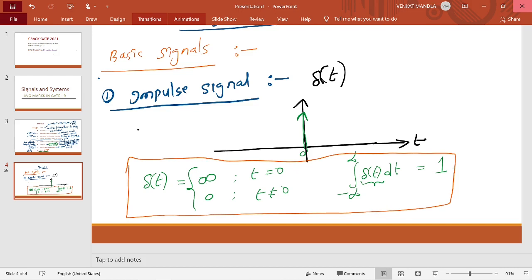In options, if they give you a question on the representation of delta of t, the option which contains all three of these things will be the correct answer. If only these two things are there, delta of t equal to infinity at t equal to 0 and 0 at t not equal to 0, this is not the perfect definition. All three things must be there.